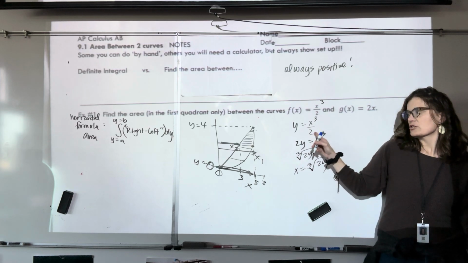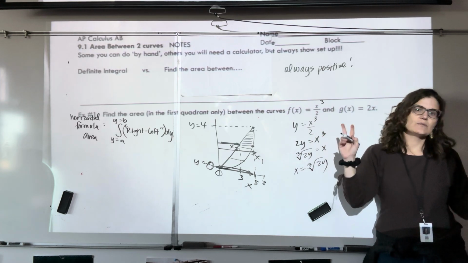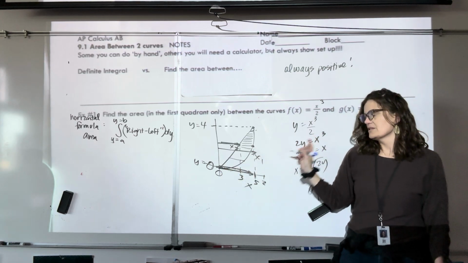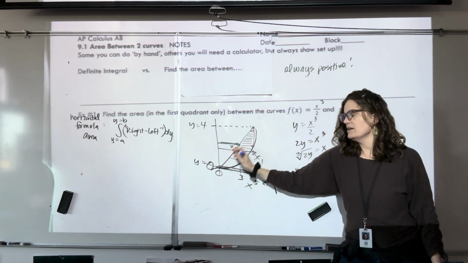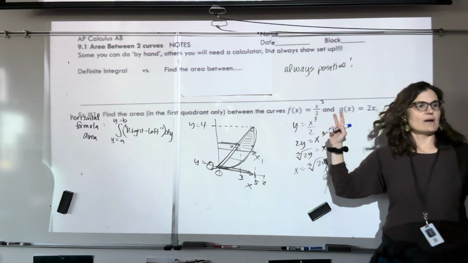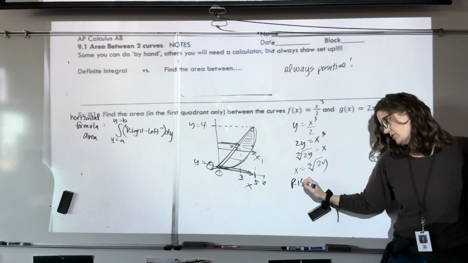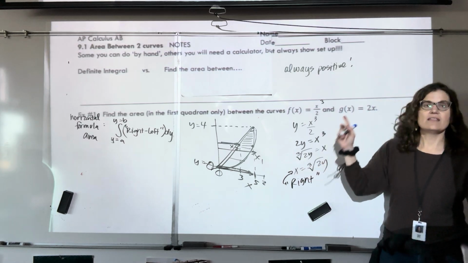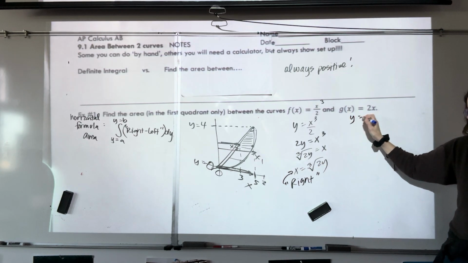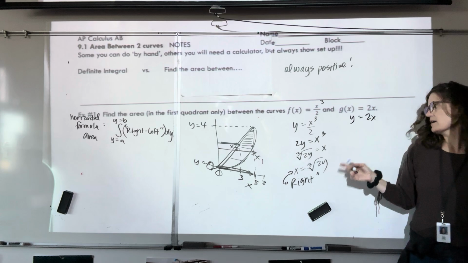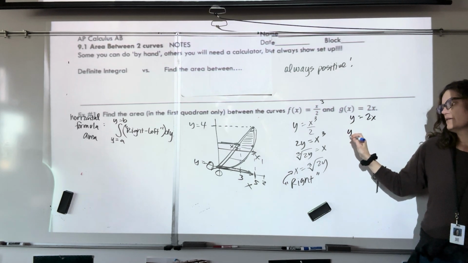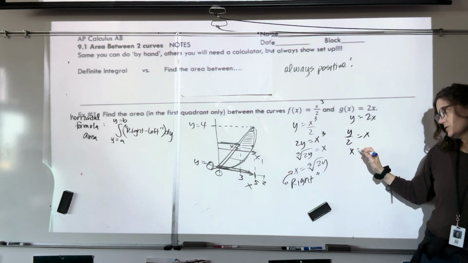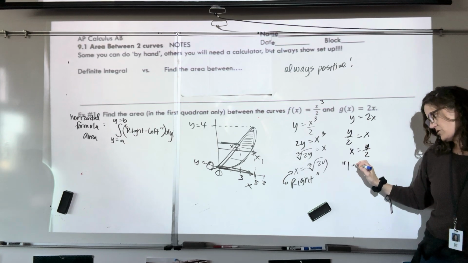And was this x cubed over 2 our right function or our left function? If you look in the picture, was this cubed one the one over on the right or the one on the left? This was the right. So there's our right function. And then this is our left function. Solve this guy for x. So if y equals 2 times x, divide both sides by 2, and so x equals y over 2. And so x equaling y over 2 is our left function.